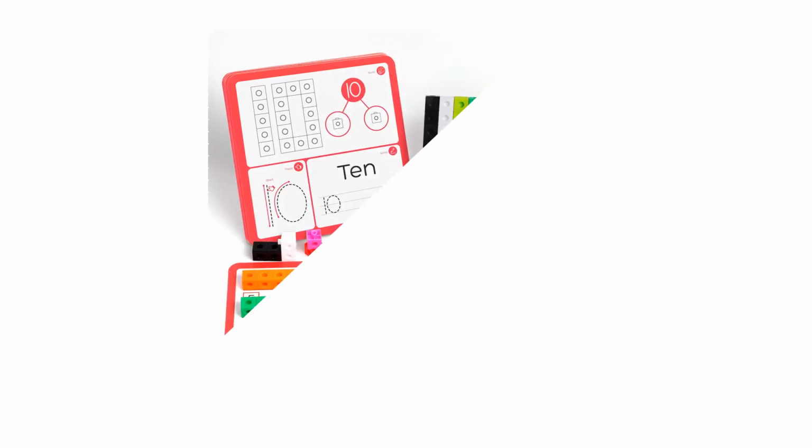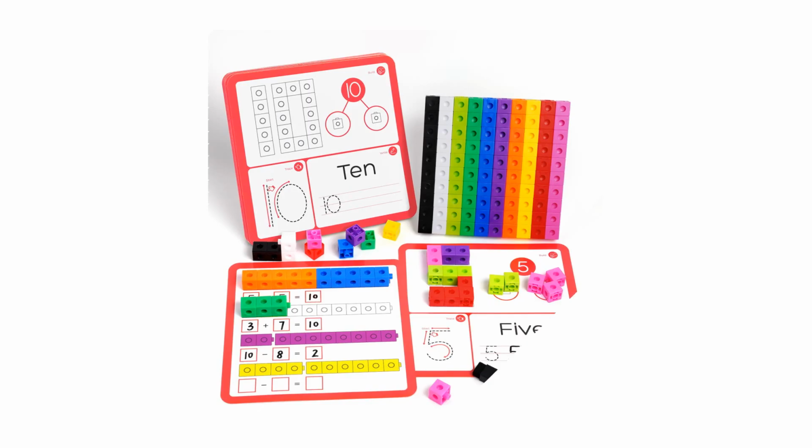Examples of proportional base 10 models include counters and cups, cubes, and strips and squares. These models help students visualize and understand the base 10 number system by providing concrete representations of abstract concepts.